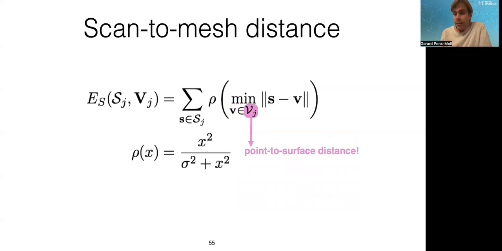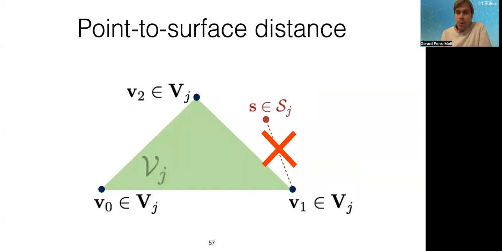So notice again, as I mentioned in the previous lecture, we're not finding point-to-point distances, we're minimizing a point-to-surface distance. So remember, we're not doing this, but we're rather doing this, finding for every point in the scan the closest point in the mesh, because this allows you to implicitly shift the correspondence during optimization.